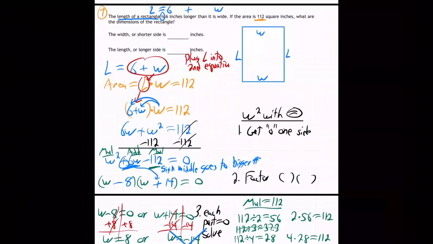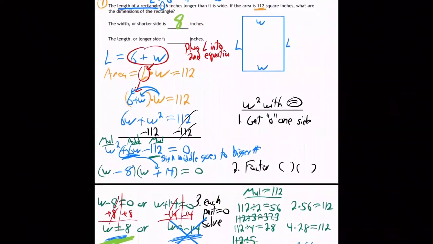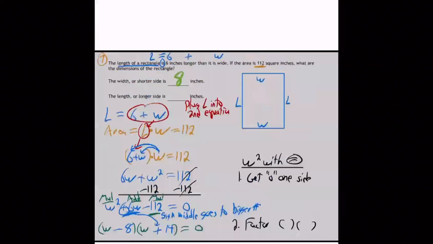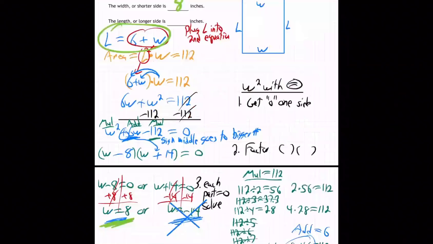Let's come back up here. The width is 8. Pop it in right there. Now, how are we going to get the length? Just plug in. I'm going to grab that first equation. Remember the one that said length is right here? You can use, by the way, any equation you want. It doesn't matter at all. That one looks easiest to me.